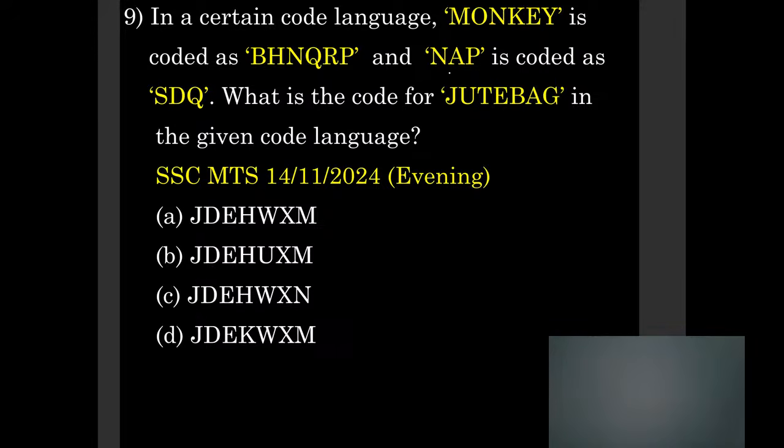What I suggest is, as NAP is just a three-letter word, you can take this one first because it gives us an easy way to find the logic, as we have only three letters or three numbers. First try to figure it out. NAP is coded as SDQ.